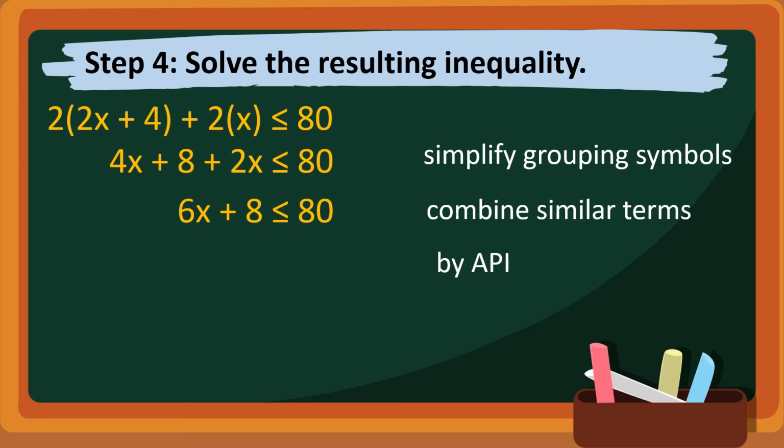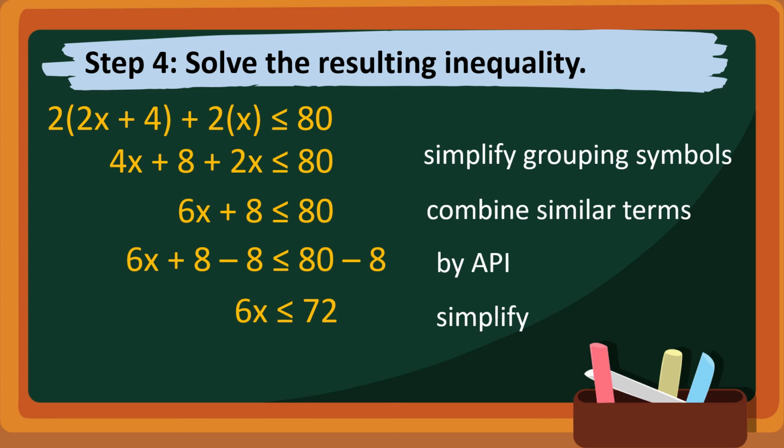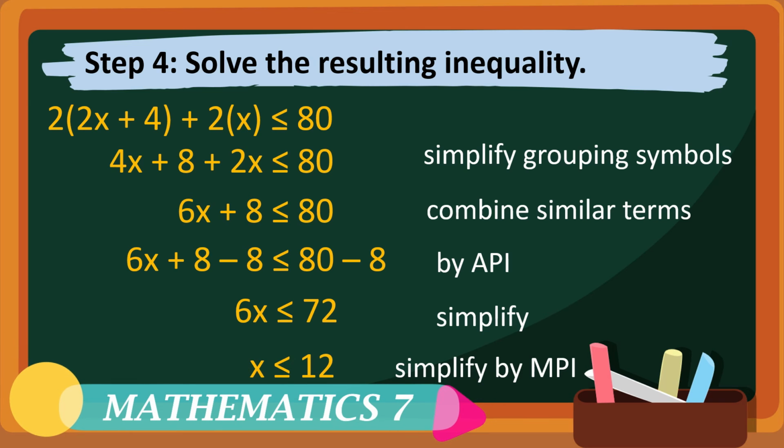By the use of the addition property of inequality, we will add negative 8 to both sides. Now we have 6 times x plus 8 minus 8 less than or equal to 80 minus 8. Let's now simplify. We have 6 times x less than or equal to 72. Let's simplify by the use of the multiplication property of inequality. We will have x is less than or equal to 12.